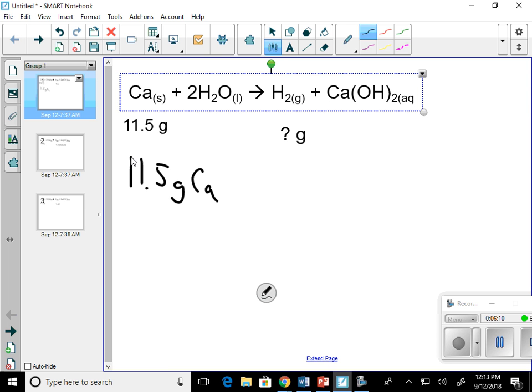Any stoich problem that starts with grams, you should convert it to moles. Again, pretty much any problem that we do starts with grams, you should convert it to moles. On the periodic table, the molar mass of calcium is 40.08.